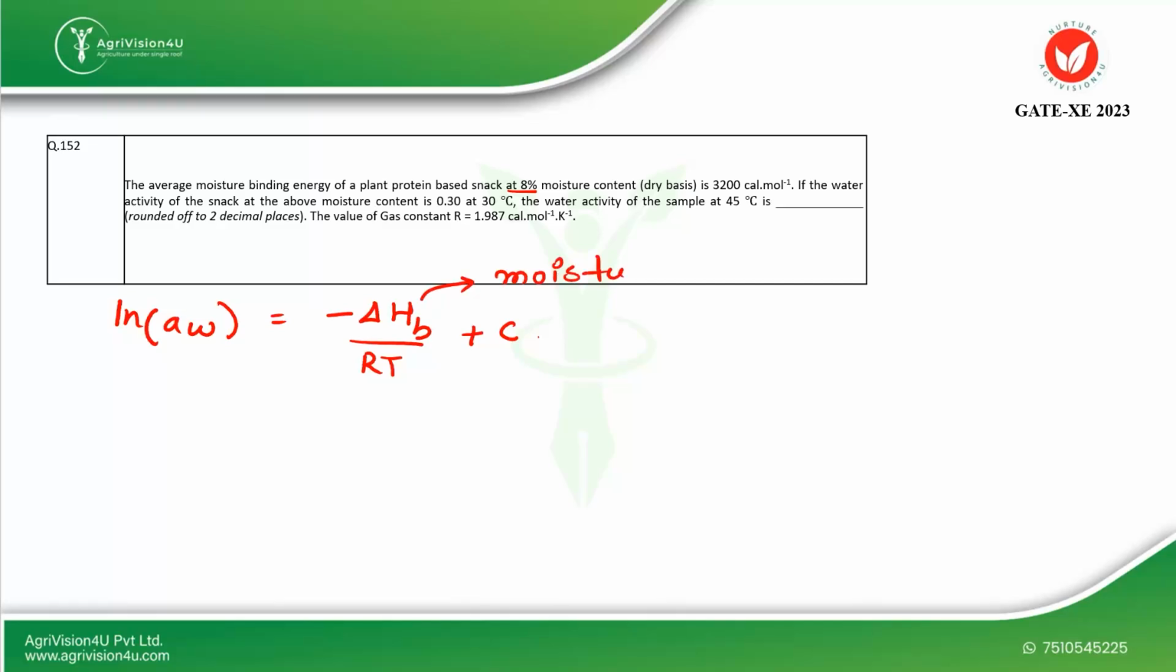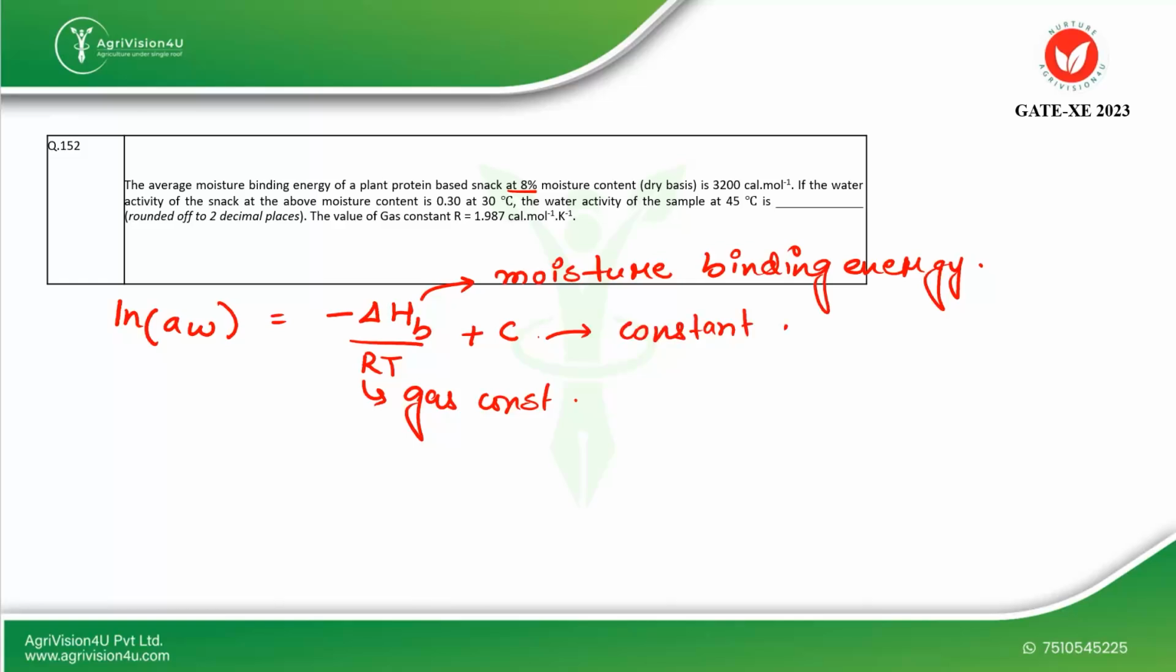Moisture binding energy. R is the gas constant, T is temperature. So we have water activity, delta H, R, T at 30 degrees Celsius. Now we have to convert this Celsius to Kelvin.